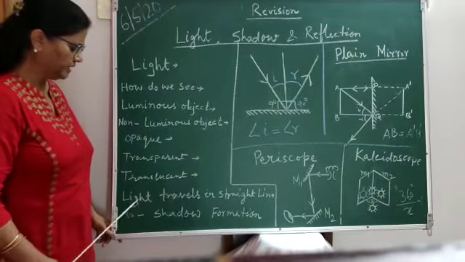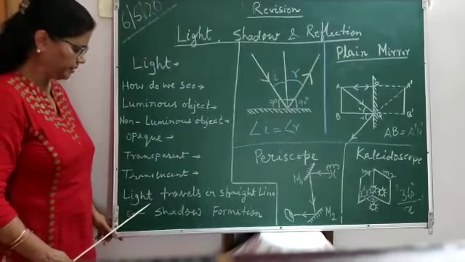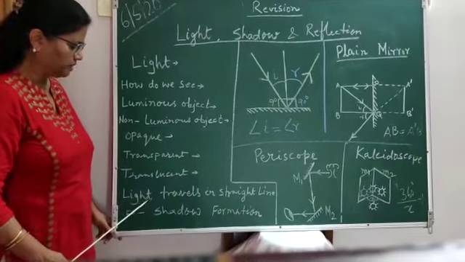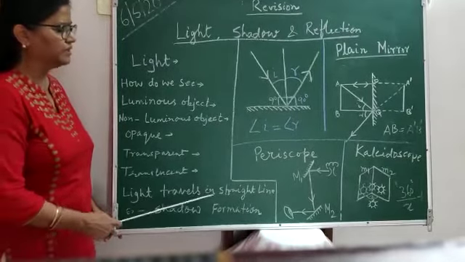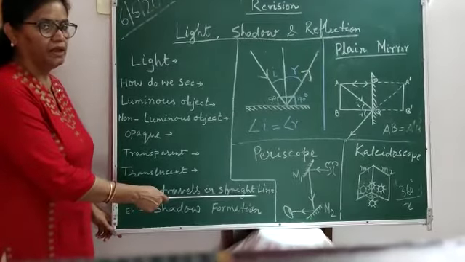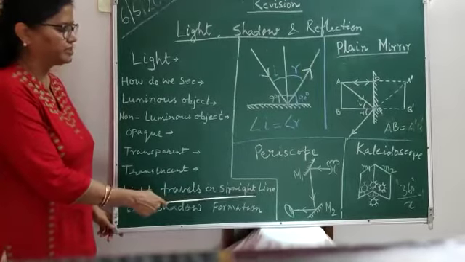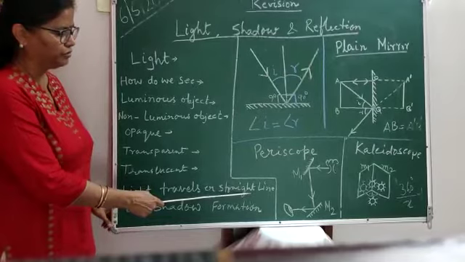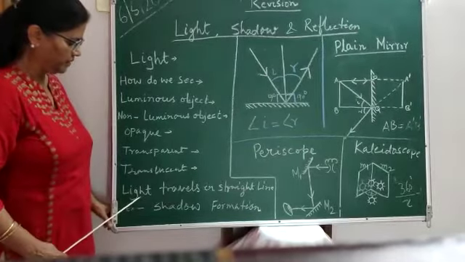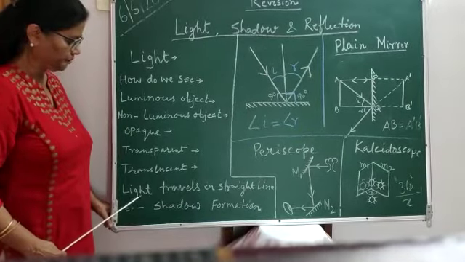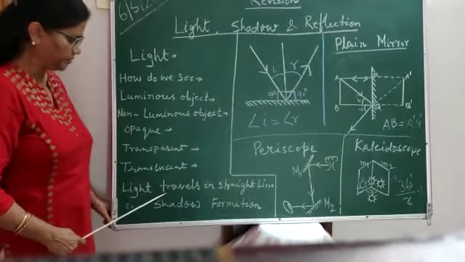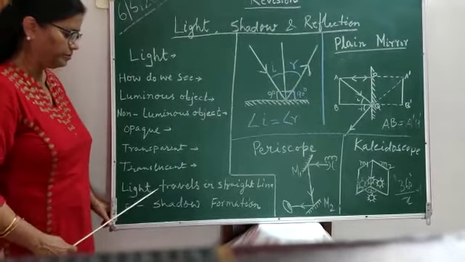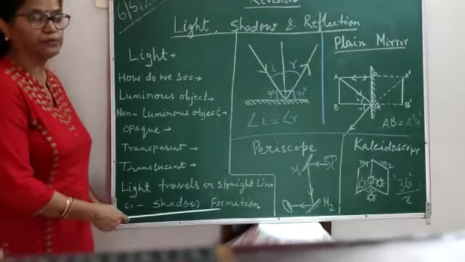Now children, I had shown you an experiment revealing the fact that light travels in a straight line. I have given you the experiment. You go through my note, you will find that the experiment shows light travels in a straight line. This is a very good property of light, and because of it shadow is formed.